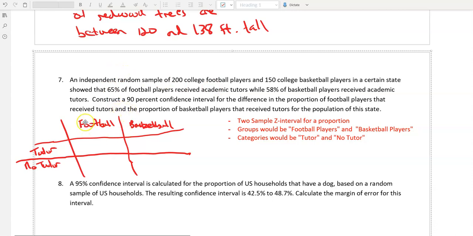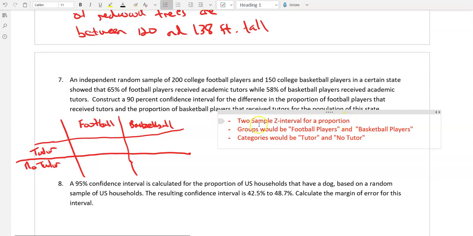So we have football and basketball, and they either have a tutor or they don't have a tutor. So immediately when you see two different samples like this, and it's proportion, it's a two-sample z-interval for proportion. And we should tell you that part on the test, like what type of proportion it is, like two-sample z-interval for proportion. And you immediately know, since you got two different samples, that you're going to do a little table like this. And the total should be 200 for the football players, right?